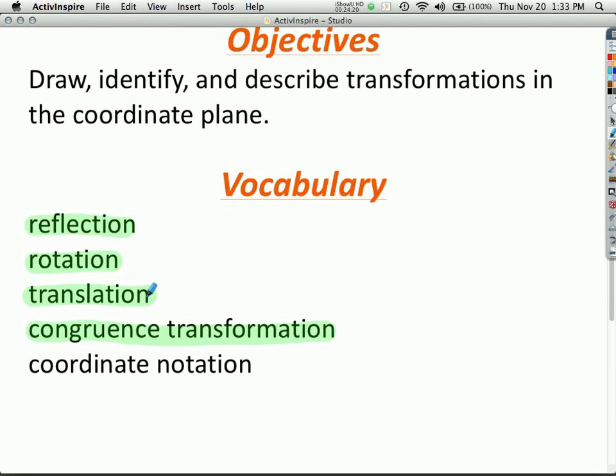You are also going to be introduced to something you've already seen before. It was actually on the Baths test, and I think you've seen it throughout the book a few times. It's called coordinate notation, and you're going to learn how to work with that today.